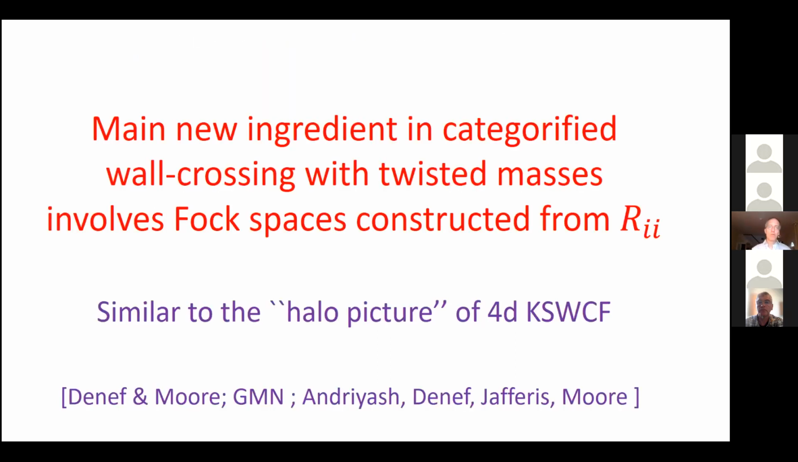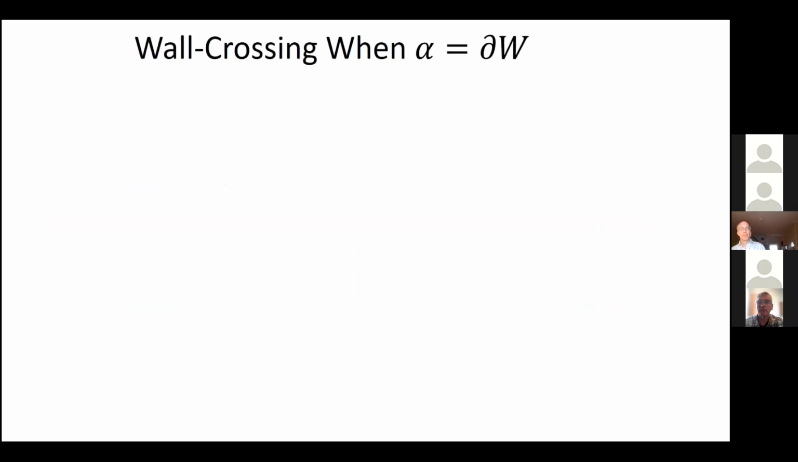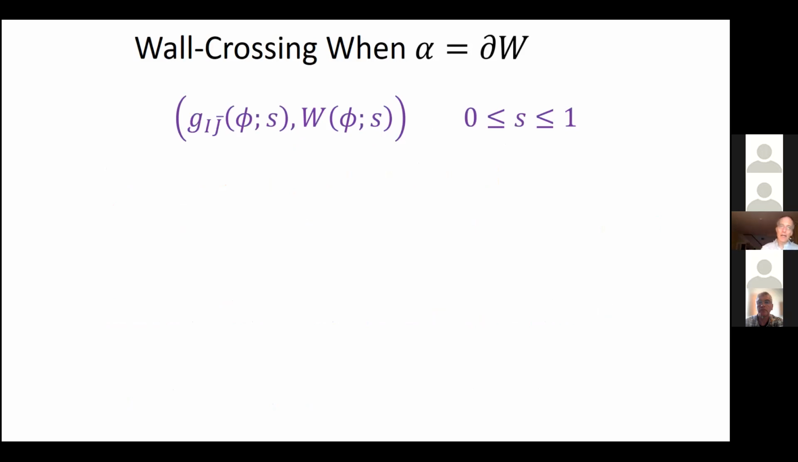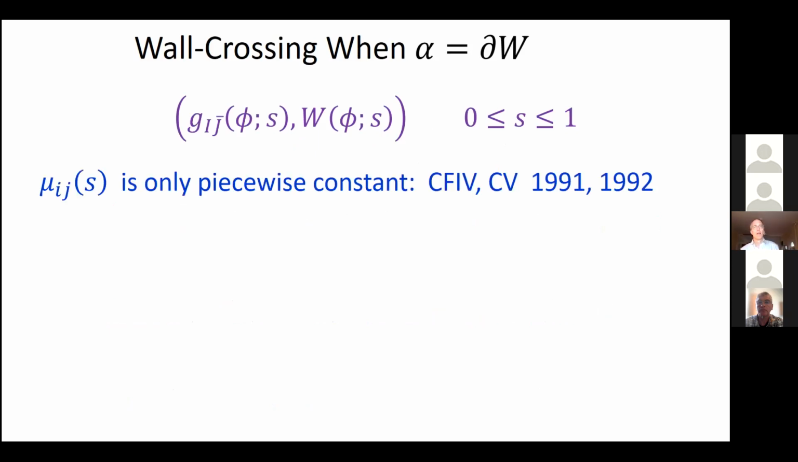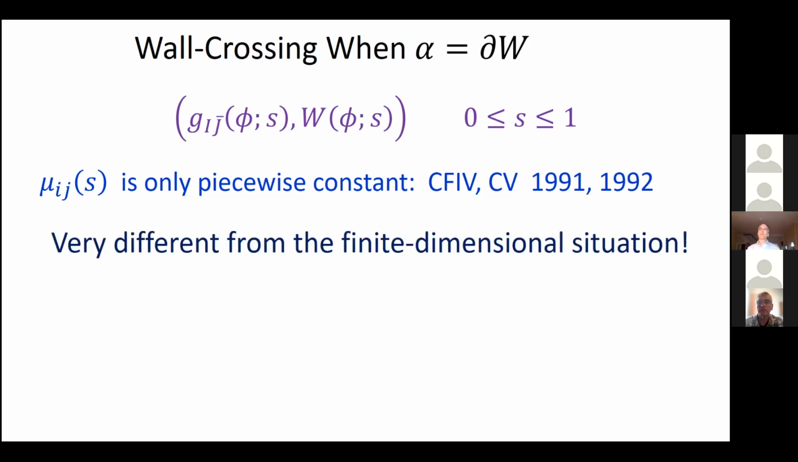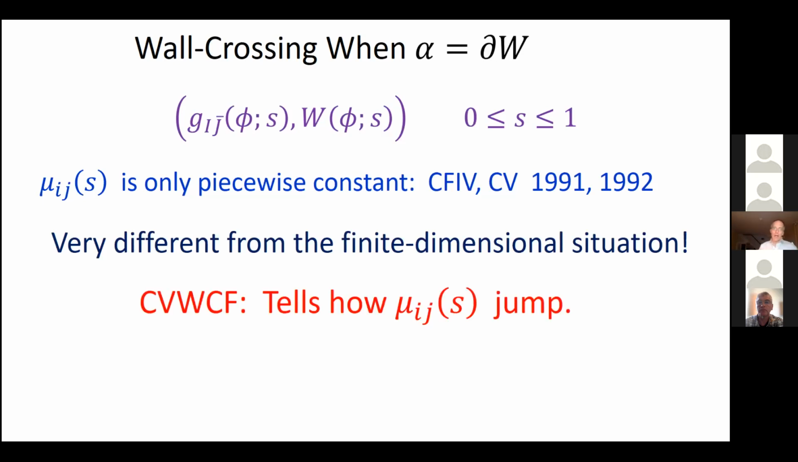Anyway, speaking of wall crossing, let's review a few things about wall crossing. First, let's recall something about wall crossing when alpha is exact and there is a well-defined superpotential downstairs. Then I consider a homotopy of the basic data that defines the Landau-Ginzburg theory, namely the Kähler metric and the superpotential. Now it's a famous fact that these BPS indices are only piecewise constant in that case. That goes back to Cecotti, Fendley, Intriligator and Vafa in the early 90s. So it's very different from the finite dimensional situation where the Euler character is a homotopy invariant. Then Cecotti and Vafa went on in the early 90s to give a formula for exactly how the mu_ij jump as a function of this control parameter, and I'll review that formula later in the talk.